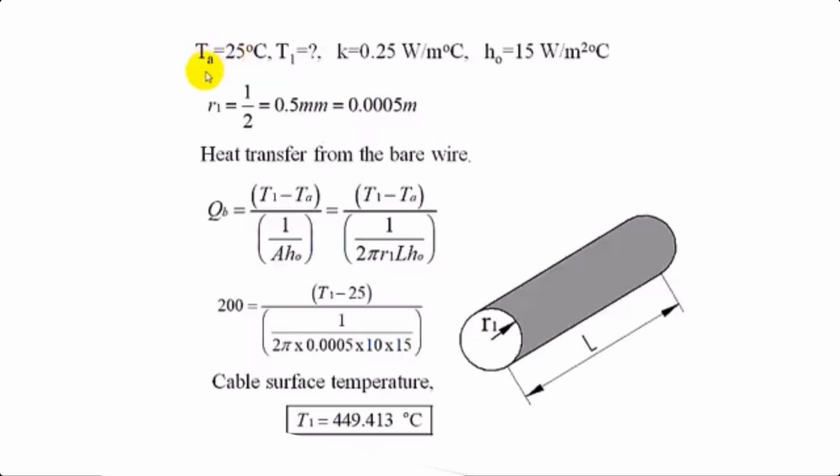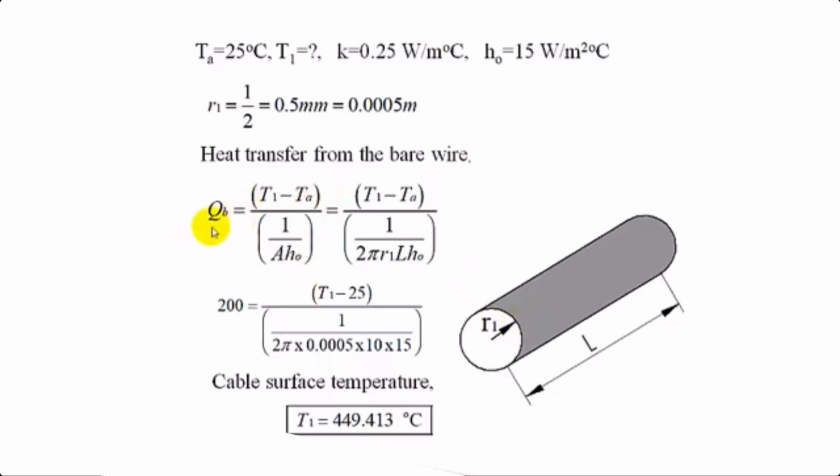Now the data given is ambient temperature 25 degrees centigrade, T1 is not known. Thermal conductivity of the insulation material is given. Outside heat transfer coefficient is given. So diameter is 1 mm, radius is 1 by 2, 0.5 mm or 0.005 meter. Heat transfer from the bare wire you can calculate, but heat transfer is given. So the only thing is that cable surface temperature is not given.